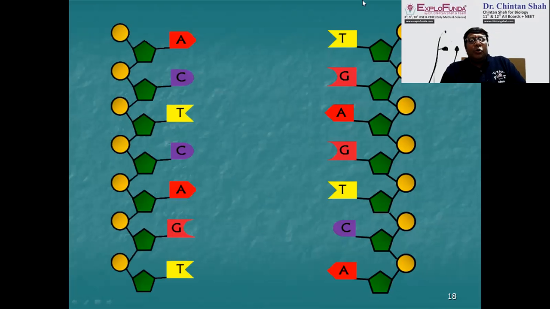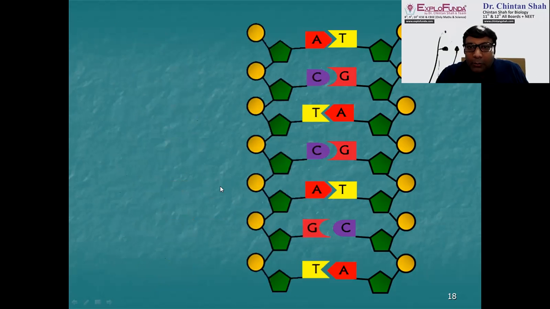Anywhere you look you will find A to T, C to G, and vice versa. So A will bind with T, T will bind with A, C will bind with G, and G will bind with C. In between A and T there will be two weak hydrogen bonds, and in between C and G there will be three weak hydrogen bonds.